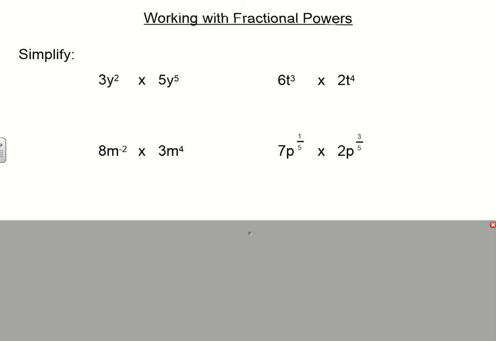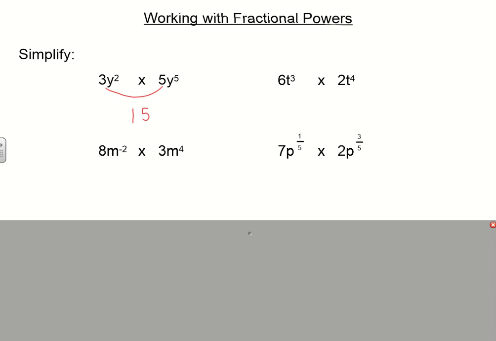Here's a couple of multiplying questions to start. At any time in this video, you can pause and try a question before I go through it. Obviously, it might be helpful later on when we get to some of the exam questions. On this first one, we've got 3y squared times 5y to the power of 5. The 3 times 5 multiply, so that's 15. And you add your powers, which you're allowed to do because your base letters are the same. So that'll be y to the power of 7.